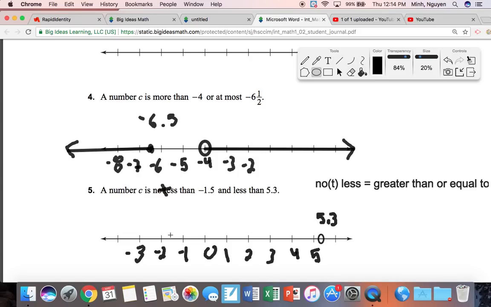Not less than -1.5. Greater than or equal to -1.5. So I will go right here, and it is filled. So I'll just fill it in. This is -1.5. And it's an "and", so they're just going to go ahead and meet each other. Just like that. That's number 5.